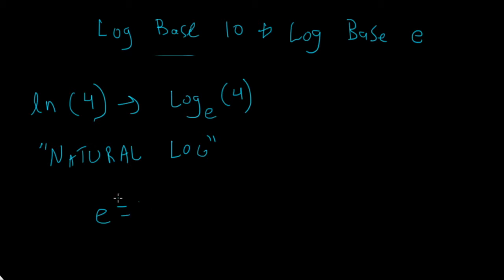Now, e is a constant, okay? And it is called Euler's number, but really all you need to know is that e is 2.718. So when you have this, it just means that you have a base of 2.718. And that's kind of that.